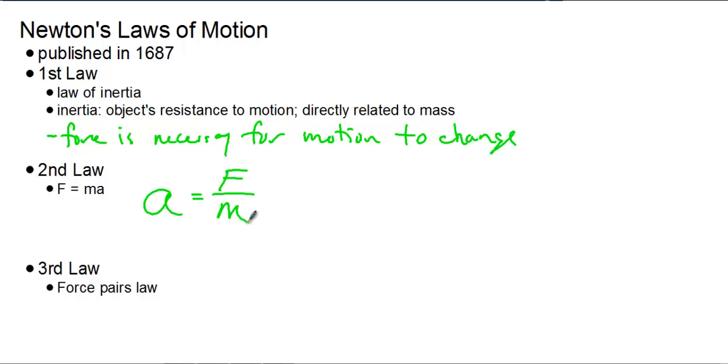So if mass is held constant and F is increased, the object will accelerate faster. If F is held constant and mass is increased, the acceleration will be less.